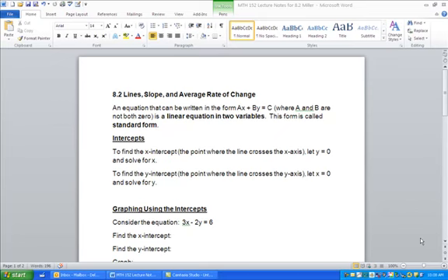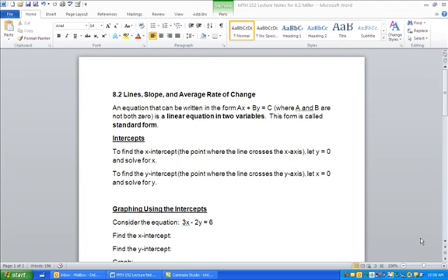Today we're taking a look at 8.2 on line, slope, and average rate of change. An equation that can be written in the form ax plus by is equal to c, where a and b are not both 0, is a linear equation in two variables. This form is called standard form.